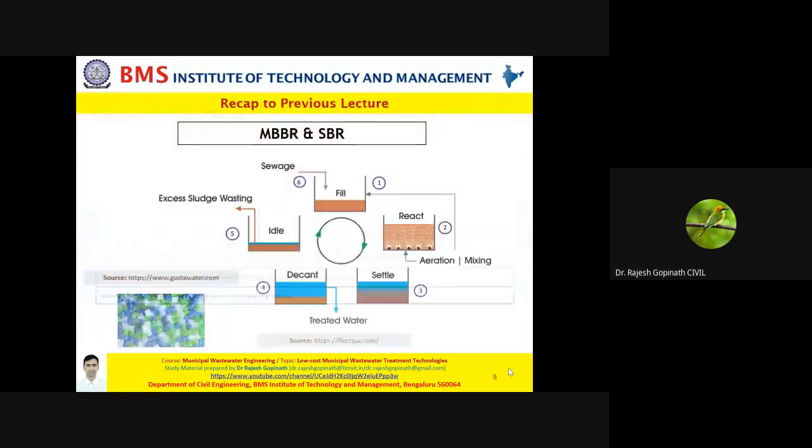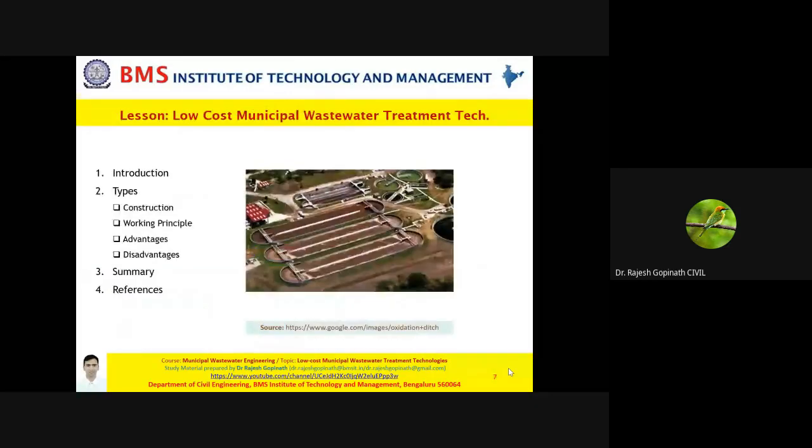If you recollect, in the previous sessions, we had discussed advanced wastewater treatment technology, MBBR and SBR. In this presentation, we will be moving ahead. So far, we understood preliminary treatment, primary treatment, secondary treatment, and advanced treatment.